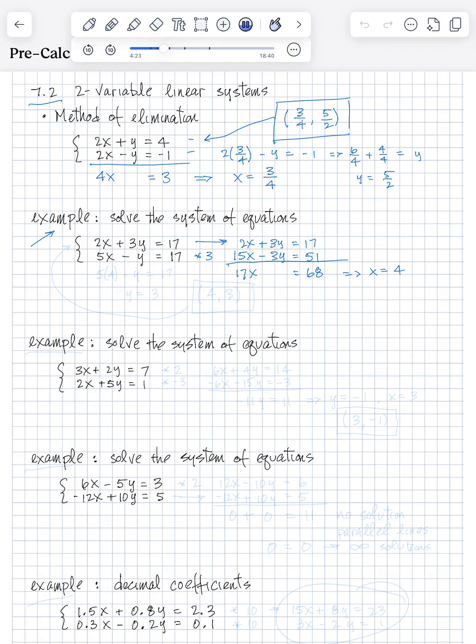Put that into either equation. We'll put it into the second one. So 5 times 4 minus y equals 17. So 20 minus y equals 17. Gives y is equal to 3. And so then our answer is going to be (4, 3). Put a box around that. And also make sure it works in the first equation to check your answer. And then you're done.